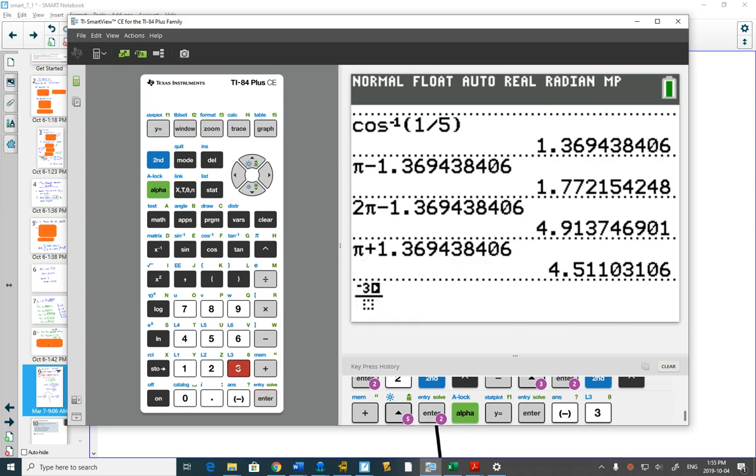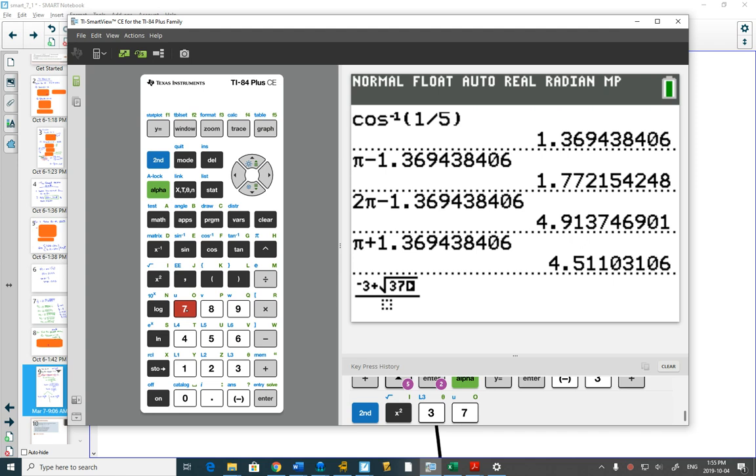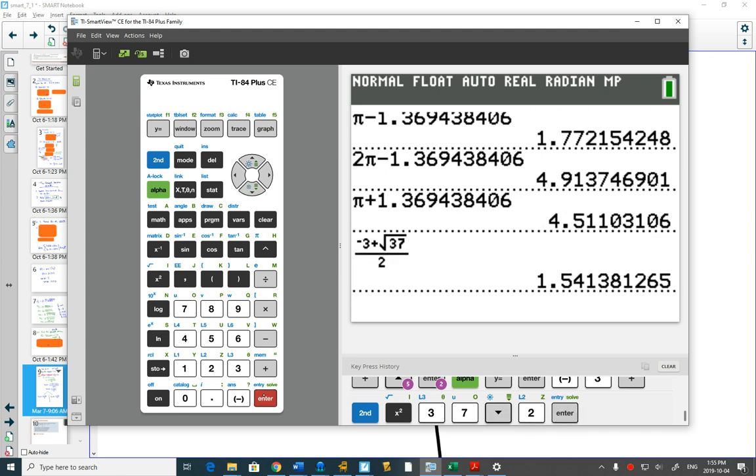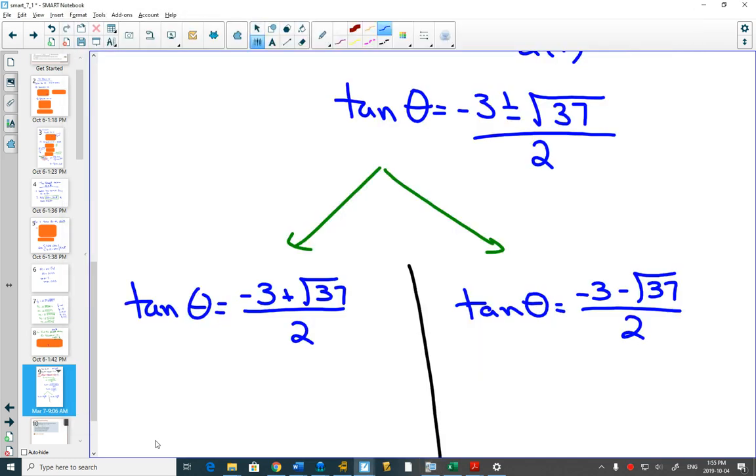So what I might do is I might go to my calculator and I might write this fraction in, negative 3 plus the square root of 37 all divided by 2, and just find out that it's equal to 1.54. I might even write this out underneath, 1.54 dot dot dot. That's a lot easier to tell that that's a positive number than negative 3 plus square root of 37 over 2. So right now, I can put a little note here. I know this is going to be in quadrant 1 and quadrant 3 because tan is positive.